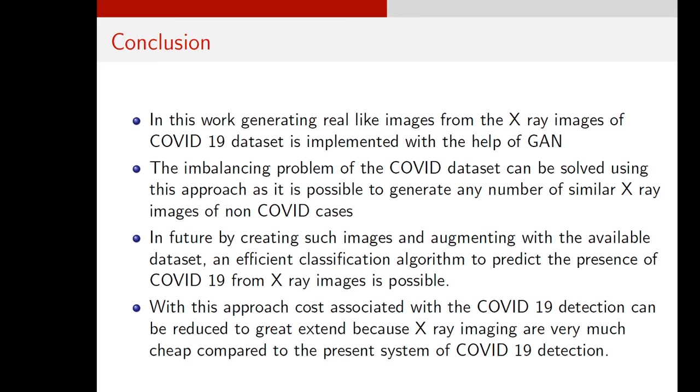In this work, generating real-like images from X-ray images of the COVID-19 dataset is implemented with the help of GAN. In future, by creating such images and augmenting the available dataset, an efficient classification algorithm to predict the presence of COVID-19 from X-ray images is possible. With this approach, costs associated with COVID-19 detection can be reduced to a great extent because X-ray imaging is very cheap compared to the present system of COVID-19 detection.